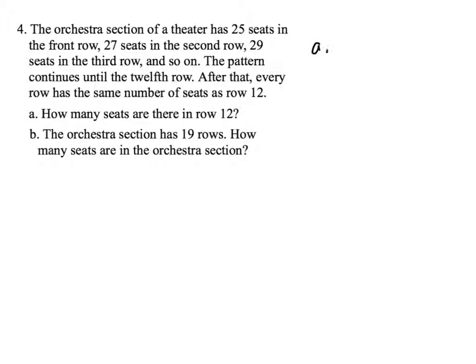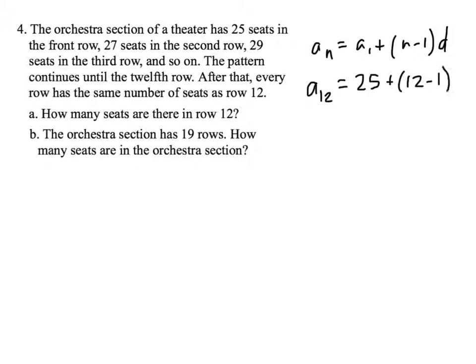Well, we have A-N, so this is arithmetic: A-N equals A1 plus N minus 1 times D. So A-N here is what we're finding for the 12th row, so we're finding A12. The first term, 25. 12 for N, minus 1, the common difference, 2. So 25 plus 22. 12 minus 1, 11 times 2, 22. 47 seats in row 12.